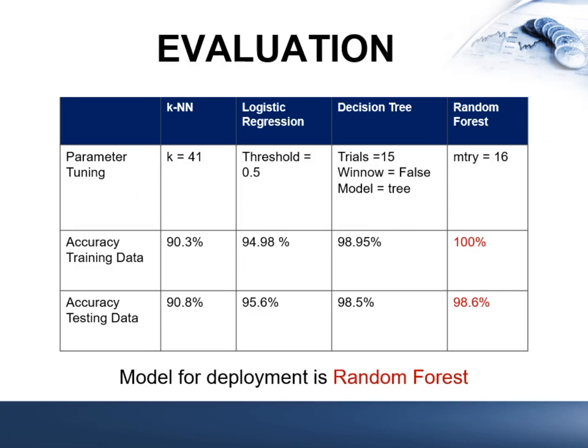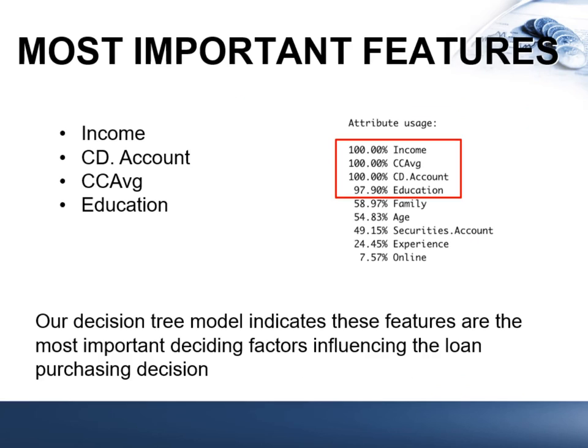From this evaluation table, we can see different parameters that were used during the tuning process, as well as the accuracy for training and test data. As mentioned previously, the model for deployment was chosen as random forest since it created the highest accuracy rate for the test data. A decision tree model indicates that the features income, CD account, credit card spending average, and education are the most important deciding factors that influence the loan purchasing decision.